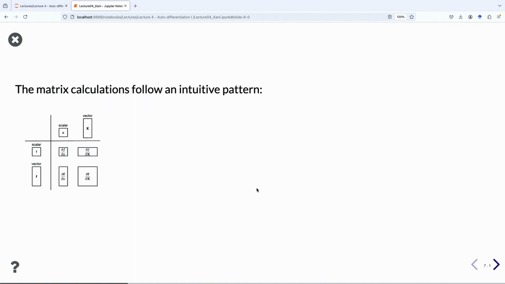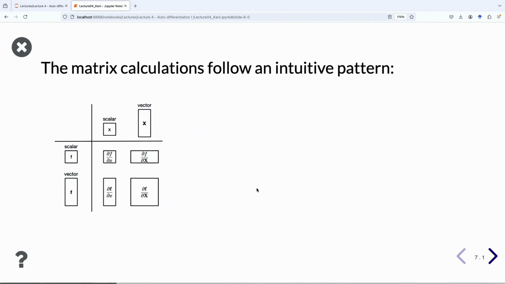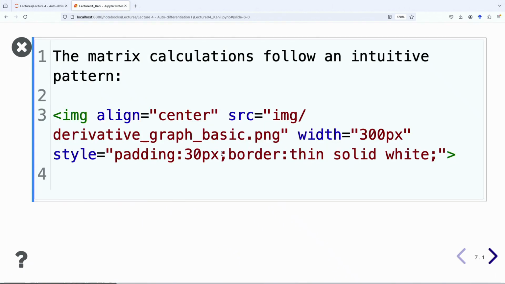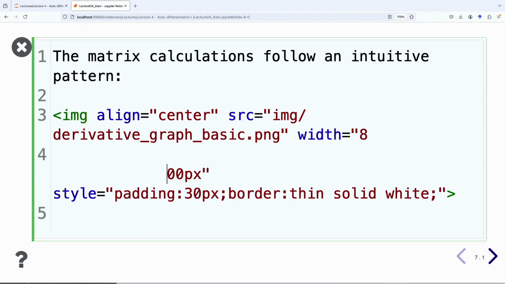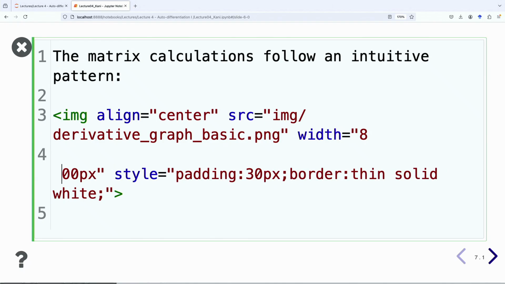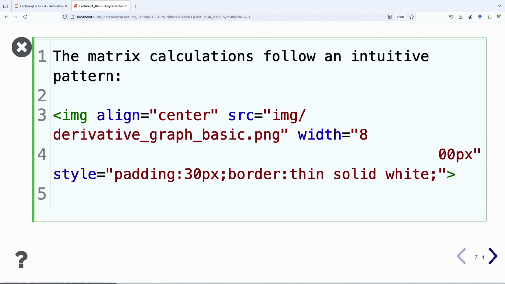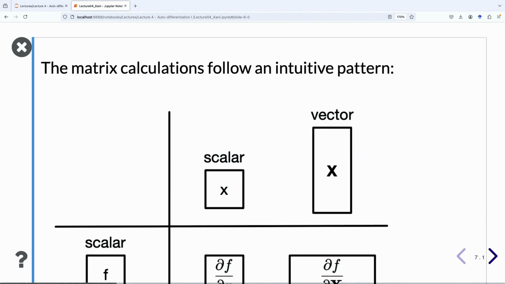Wow, that picture came out small. Oh, well, I'm going to make this bigger. There we go.